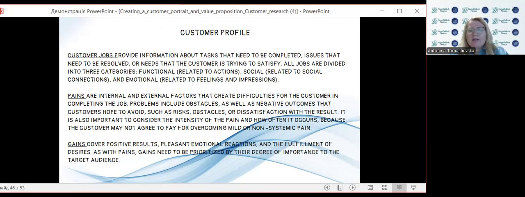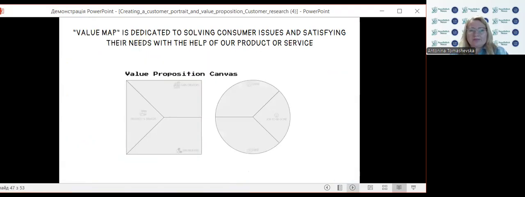Gains. Gains cover positive results, pleasant emotional reactions, and the fulfillment of desires. As with pains, gains need to be prioritized by the degree of importance to the target audience. Value map.